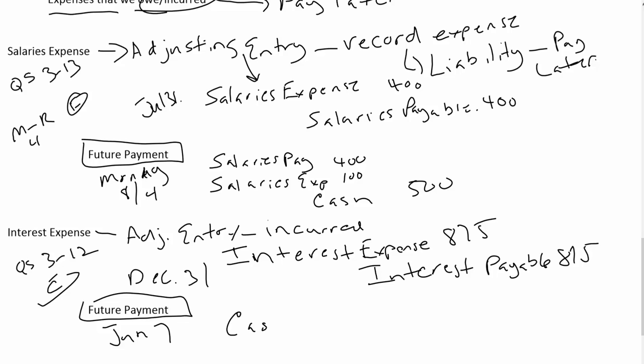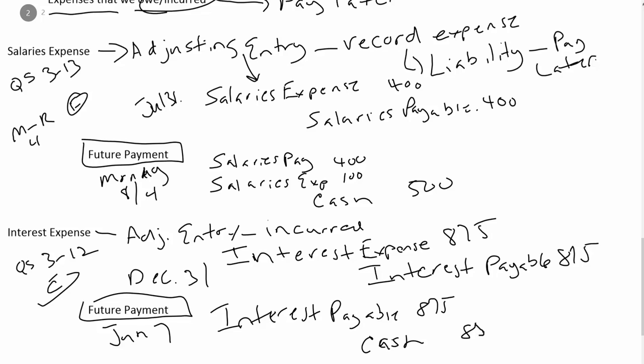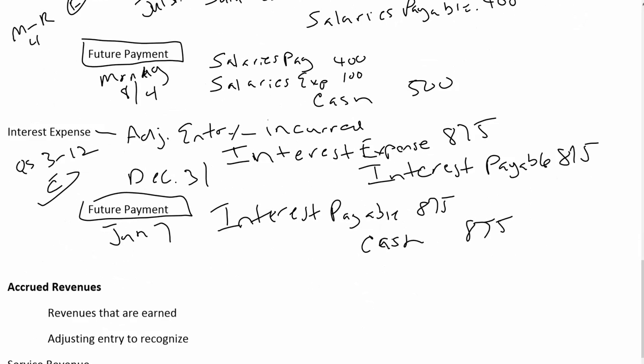Receive cash. I keep wanting to make this a revenue. I apologize. The first thing we're going to do is pay this payable that is due. So we're going to debit the payable, and then we're going to credit cash. So that's what we would do.